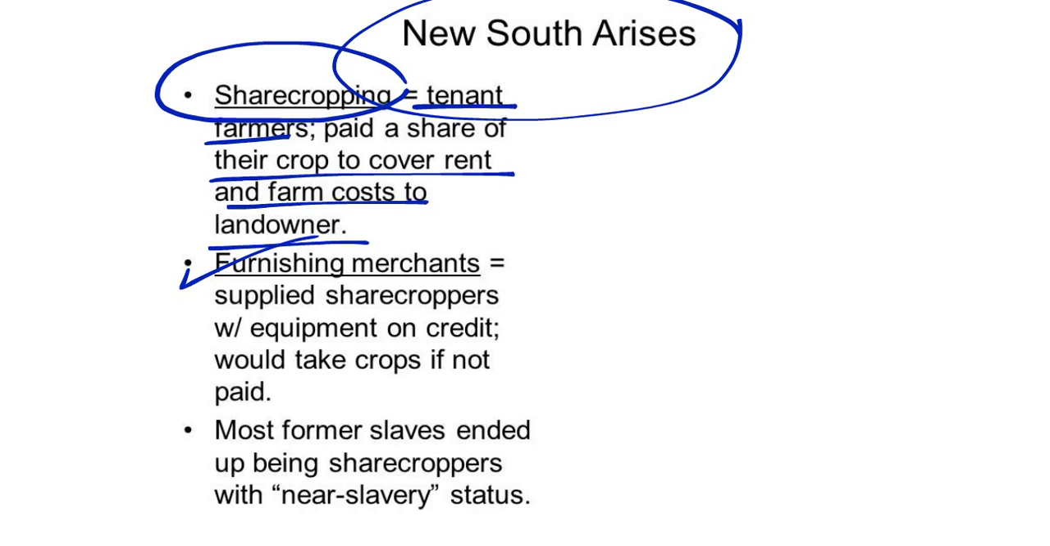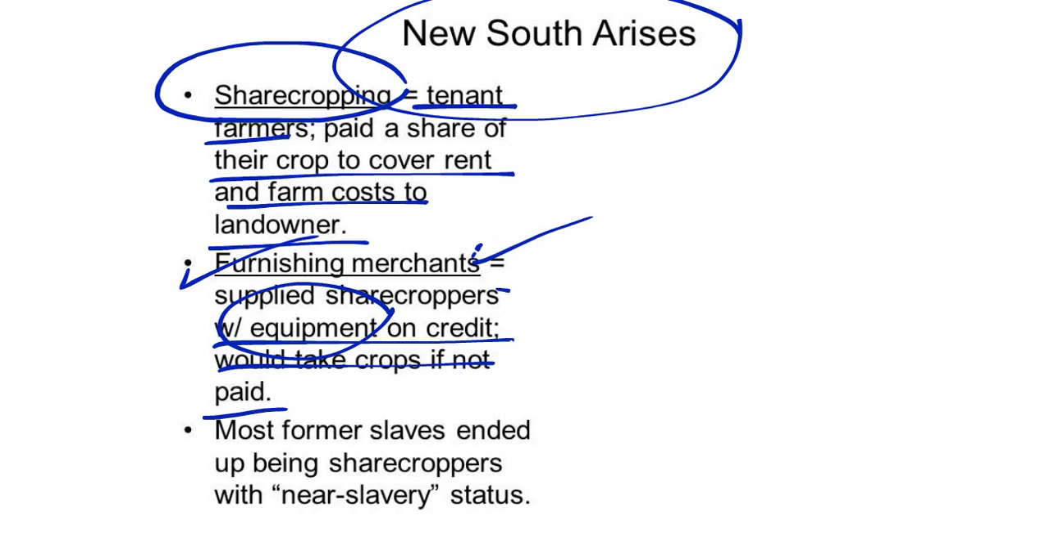There were also furnishing merchants who supplied the sharecroppers with equipment on credit, and they would take their crops if they couldn't pay. So these merchants took advantage of the newly freed men. They kind of did it under the guise of providing them with equipment, even though the newly freed men did not have money to actually purchase it or rent it. But then a lot of times, if the newly freed men did not make as much money as they had anticipated, they would take their crops from them if they were not paid back.